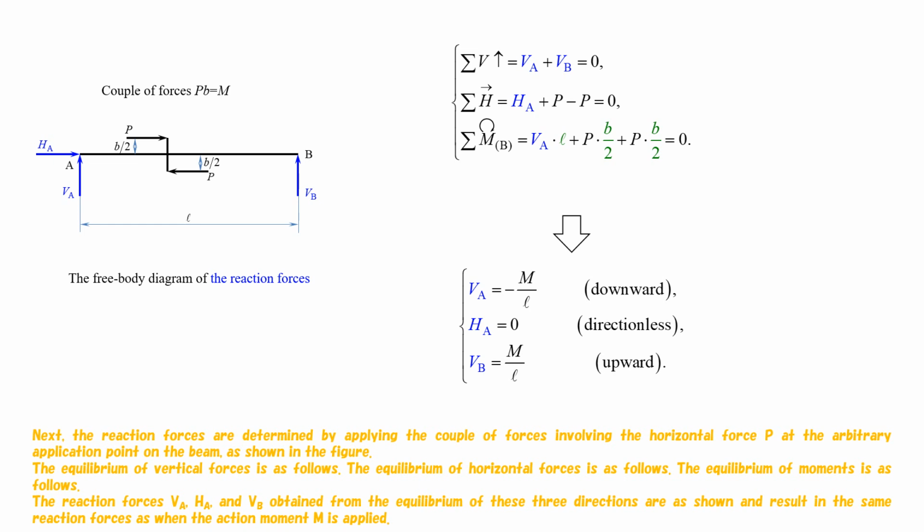Next, the reaction forces are determined by applying the couple of forces involving the horizontal force P at the arbitrary application point on the beam, as shown in the figure. The equilibrium of vertical forces is as follows. The equilibrium of horizontal forces is as follows. The equilibrium of moments is as follows. The reaction forces VA, HA, and VB, obtained from the equilibrium of these three directions, are as shown, and result in the same reaction forces as when the action moment M is applied.